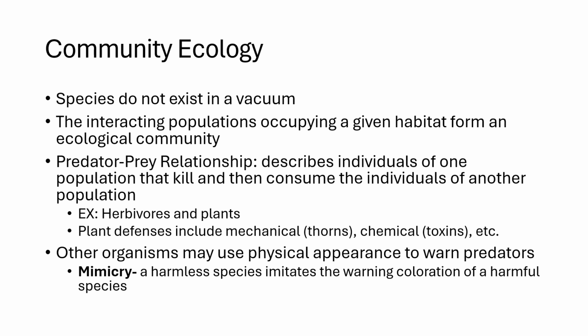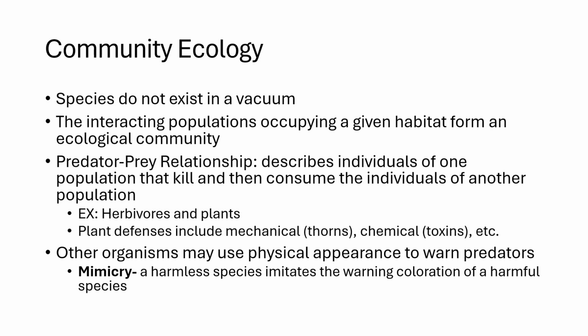And so within this community, one important relationship you see is the predator-prey relationship. So in this case, one individual is killing and then consuming the other individual, and it's like primary consumers versus producers, essentially at its base level. So herbivores eating plants, but it also could be a heterotroph eating another heterotroph.